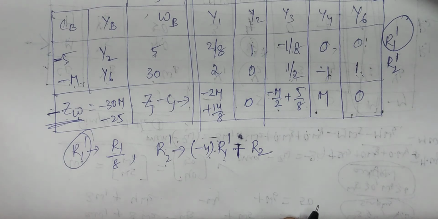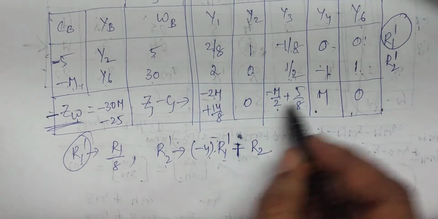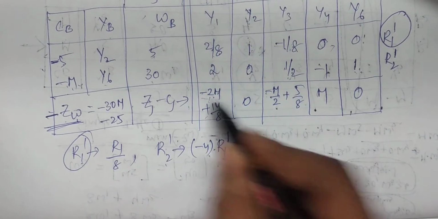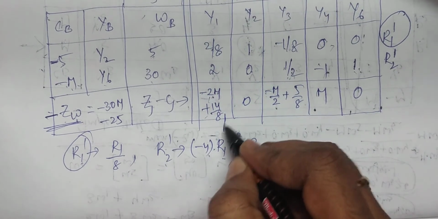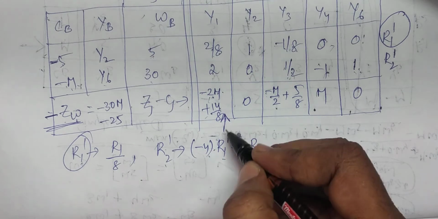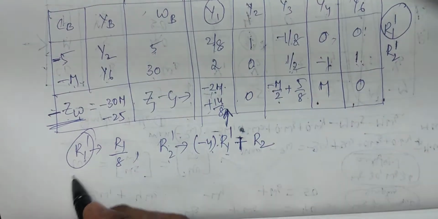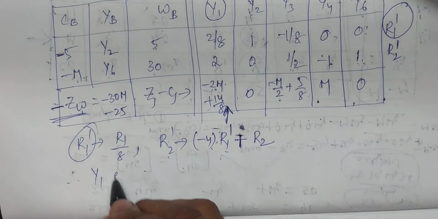Now you see here minus 2m, this is minus m by 2. So 2 negatives here. Therefore the m coefficient is highest here, minus 2. Here minus 1 by 2. Therefore this is the most negative. Most negative is minus 2m plus 14 by 8. Therefore put an arrow mark here. The corresponding vector y1 enters. Therefore you note down y1 enters.